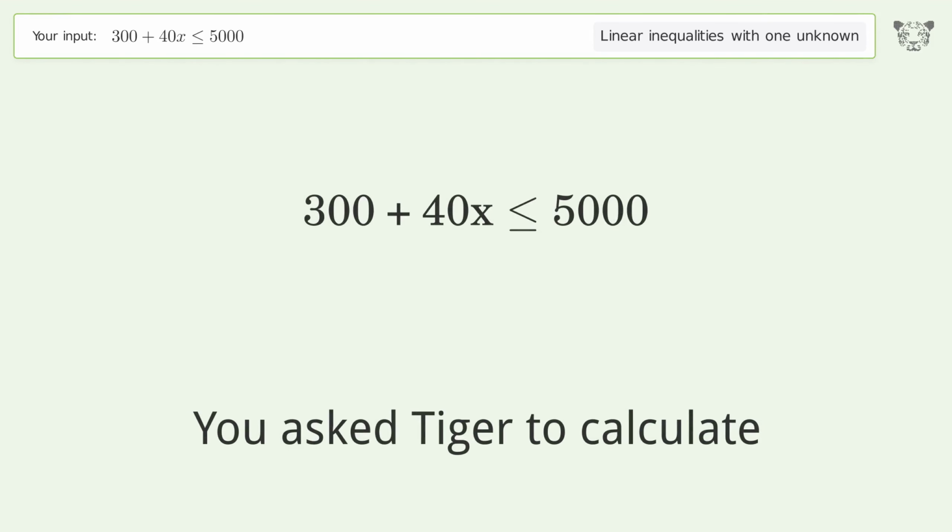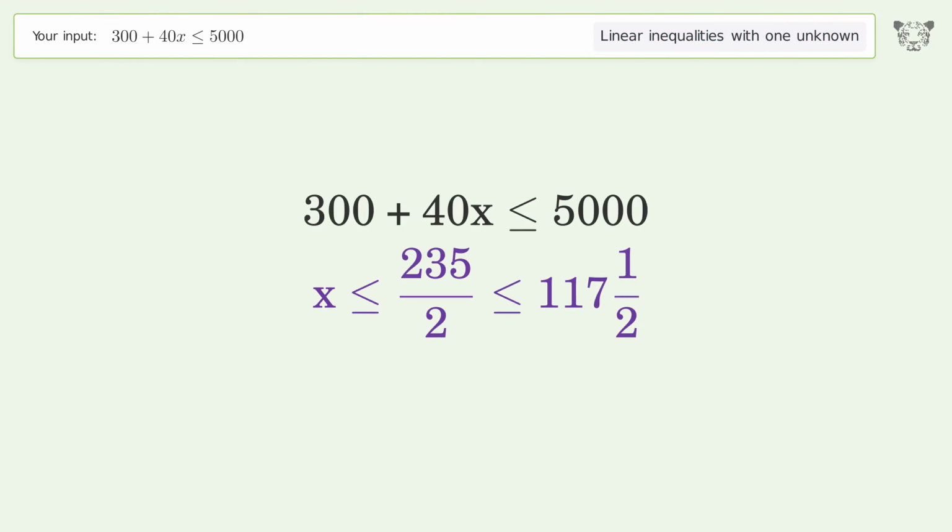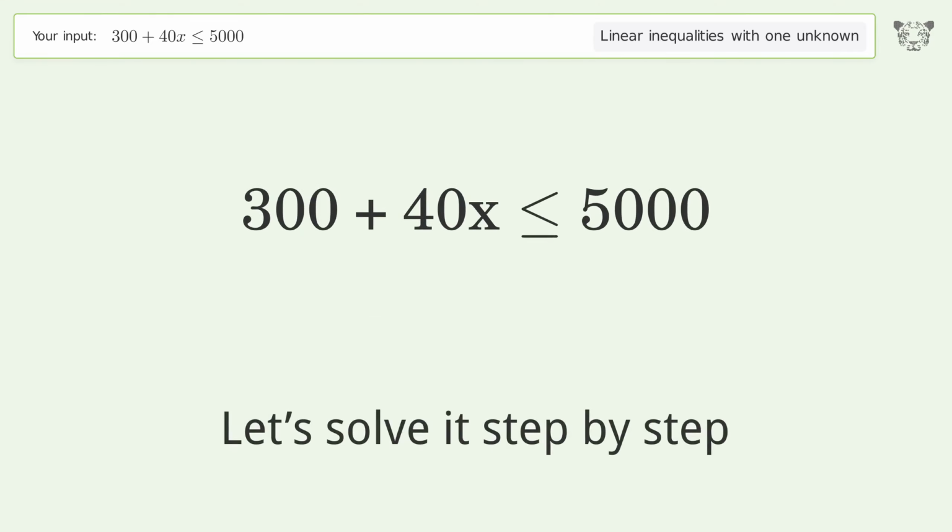You ask Tiger to calculate. This deals with linear inequalities with one unknown. The final result is x equal or smaller than 235 over 2 equal or smaller than 1171 over 2. Let's solve it step by step.